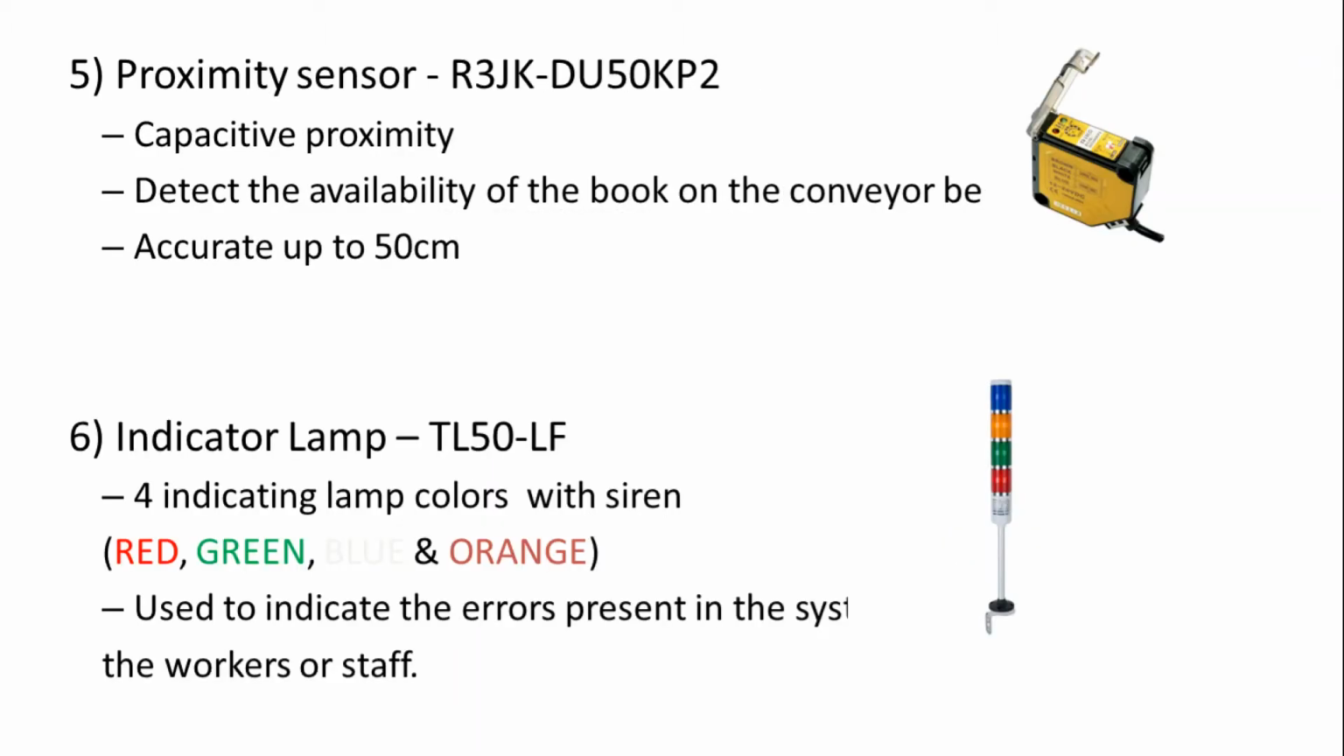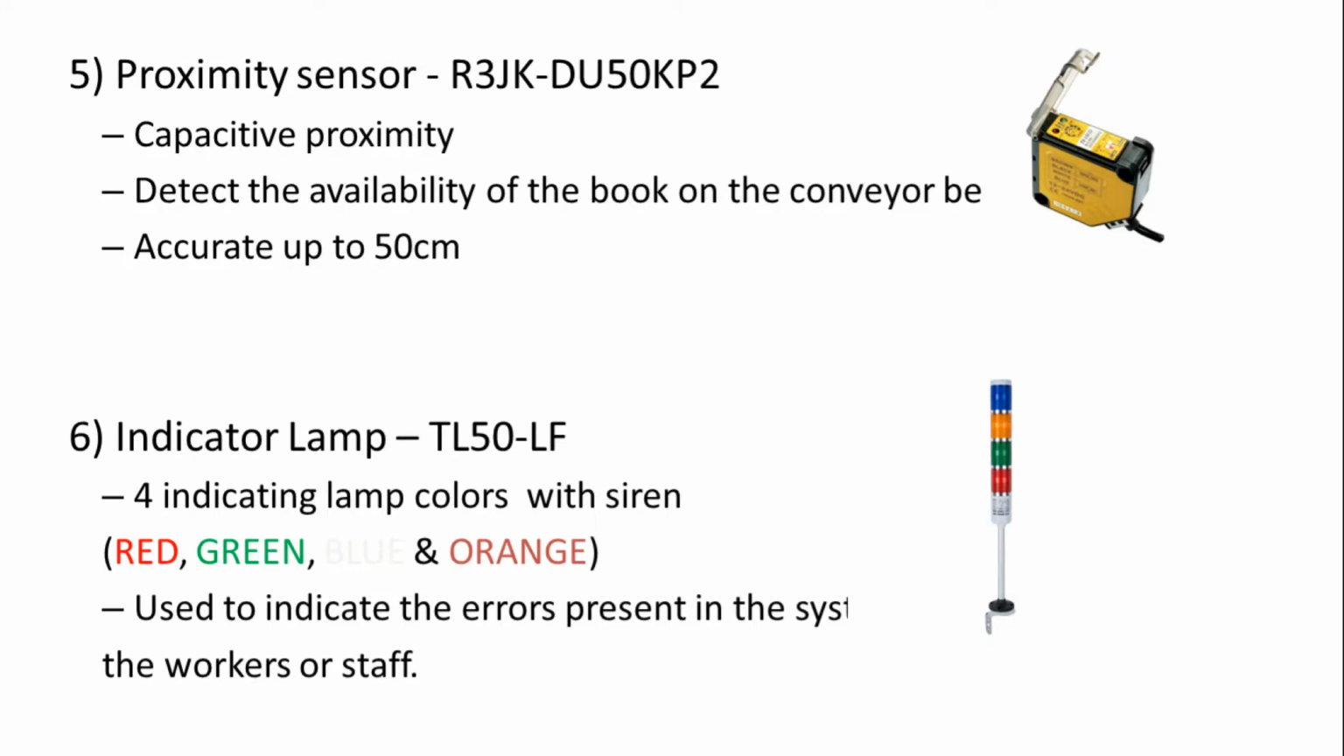We have also used a proximity sensor to detect the arrival of the book in two different situations. This one is a Ricoh R3JK sensor, which is a capacitive proximity sensor. It is accurate up to a 50 centimeter range.